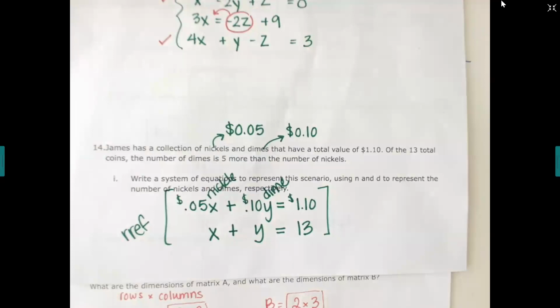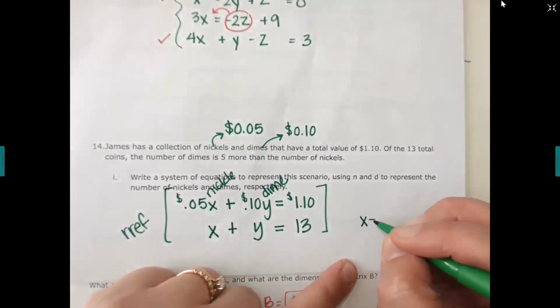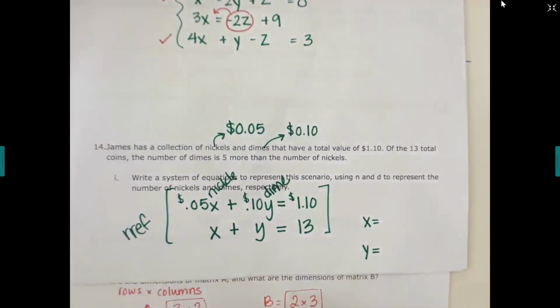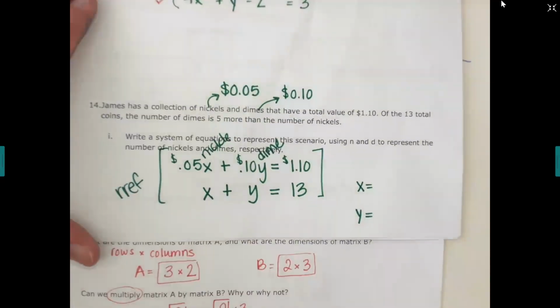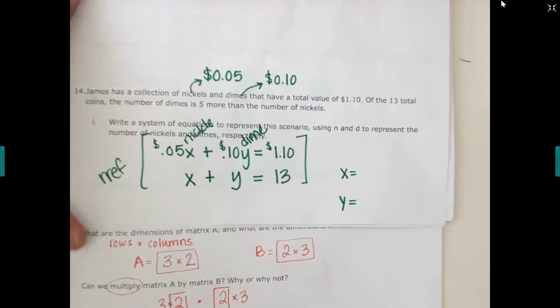All right, were we able to get that one? What was your answer for X? How many? 1? I thought it was 4. Yeah, it should be 4 and then 9.